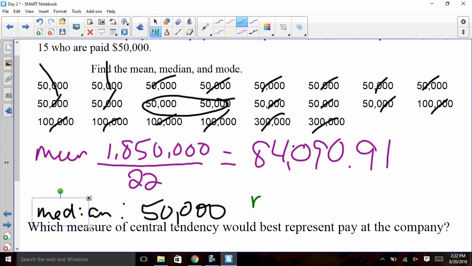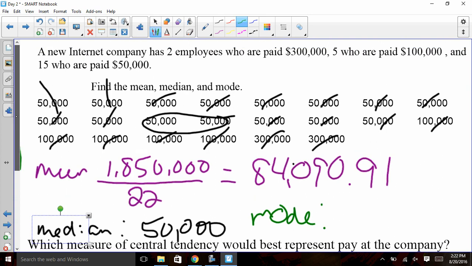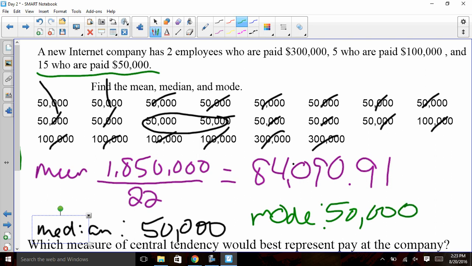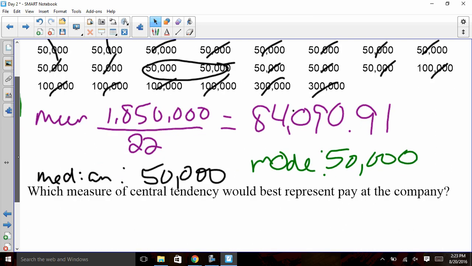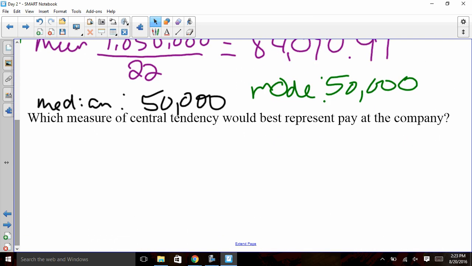And lastly, the mode. Well, that one's basically already done for us. I just have to look back at the beginning of the problem. It told us that we had 15 who were paid 50,000. So therefore, that's the most, and that's our answer. It helps to really try and look in the problem to find the answers, because some of the times you just have to read the problem and it's right there.